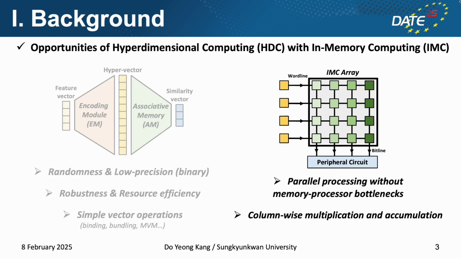On the other hand, in-memory computing, IMC, tackles the classic memory processor bottleneck found in traditional von Neumann architectures. In an IMC array, each cell represents a single bit, and the array can perform column-wise multiplication and accumulation directly with an input. Due to the compatibility between HDC and IMC, numerous studies have focused on combining these technologies.